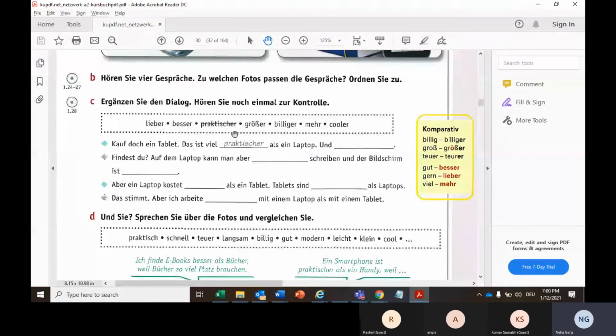Sollen wir diskutieren? Ja oder nein? Should we discuss? Yeah. Okay. So, let's start with Rachel. Rachel, can you read first sentence for us? And if possible, tell us the meaning also.